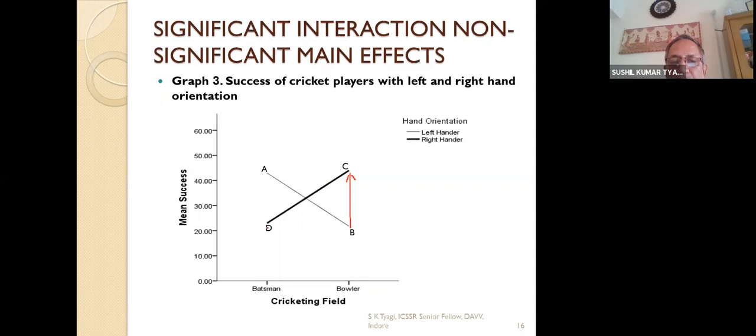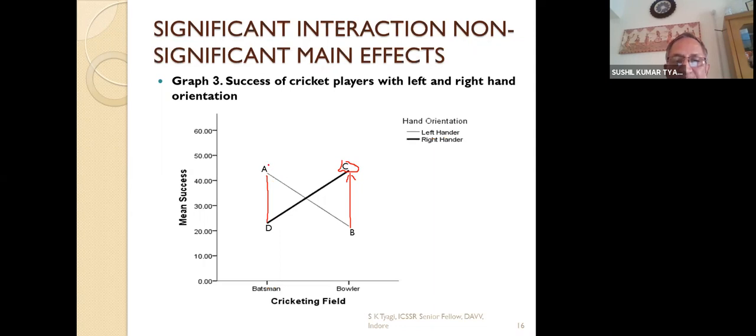What does it mean? C is better than B. C, success, it just means success. Success of C is better than B. And here also, what is C? C is a right-handed bowler. And here A is a left-handed batsman.